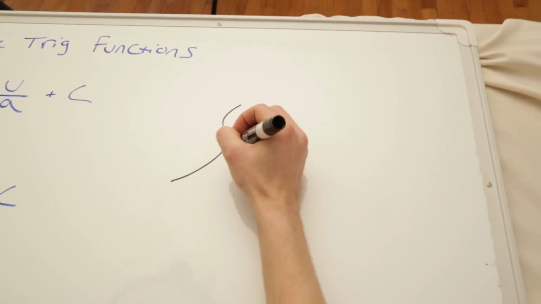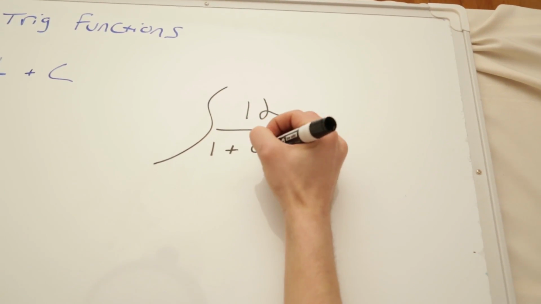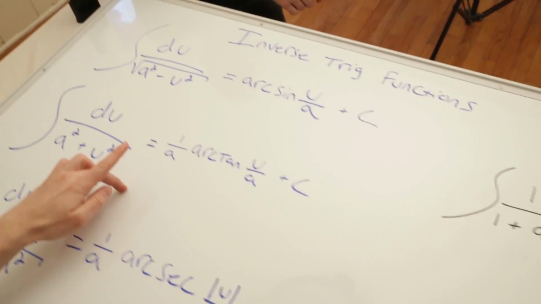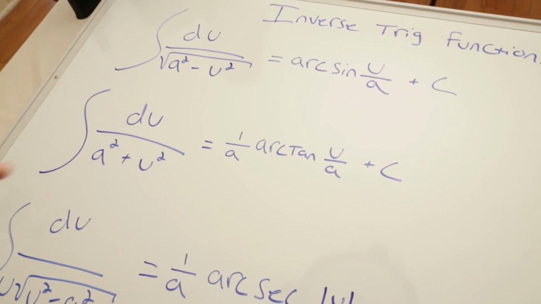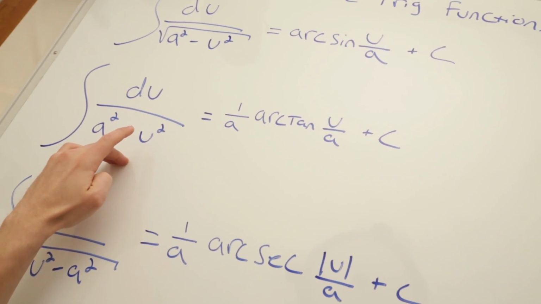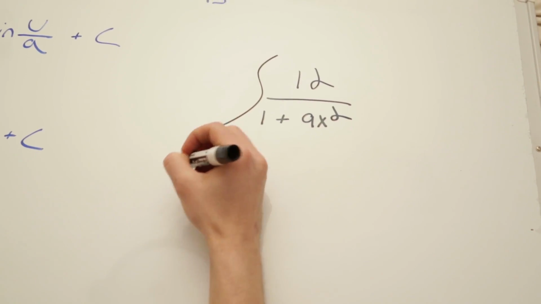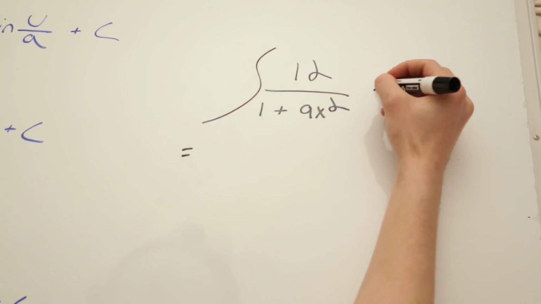Okay, let's do another one. The integral of 12 over 1 plus 9x squared. So look at our inverse trig function formulas and we see that the only one with a plus sign is arctan, so it's gotta be this one. So as with our normal integrals, let's pull out this 12 here. So this is equal to, oh, dx.